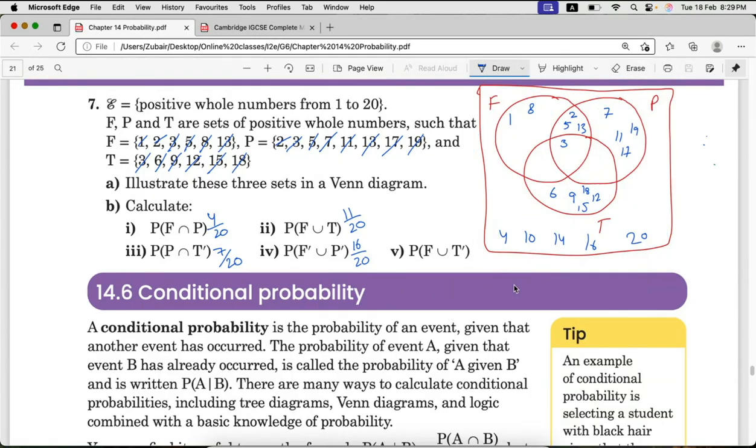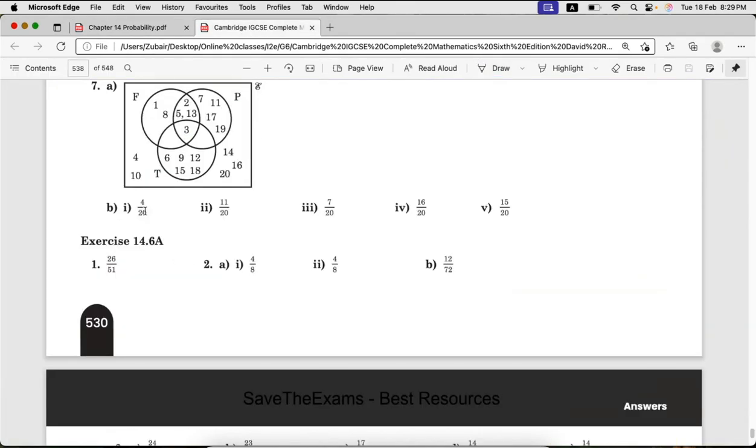P union T complement. F union T complement. So it will be 15 over 20. Correct. Yes, sir, 15 over 20. So the answers are 4, 11, 7, 16, and 15.